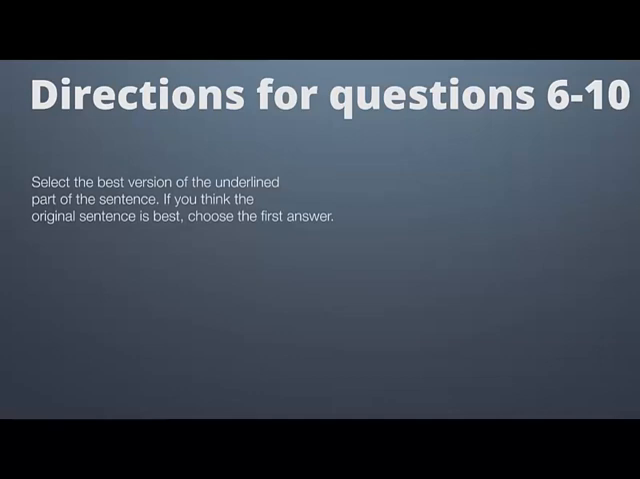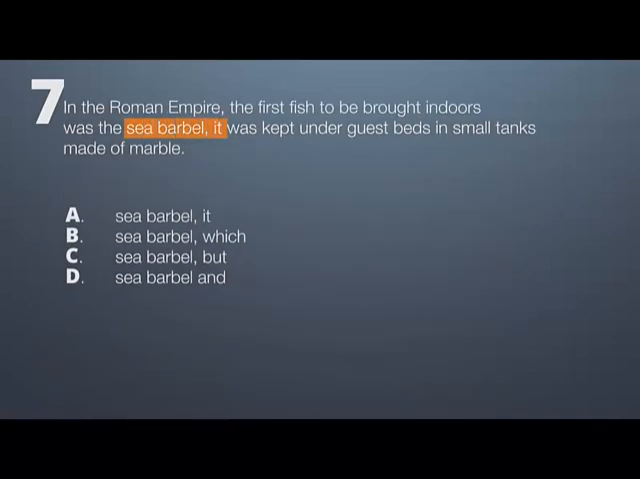Select the best version of the underlined part of the sentence. If you think the original sentence is best, choose the first answer. I'm looking at question 7, and another way to be successful in terms of completing the test is to look at the question and read it out to yourself. Question 7: In the Roman Empire, the first fish to be brought indoors was the sea barbel. It was kept under guest beds in small tanks made of marble.